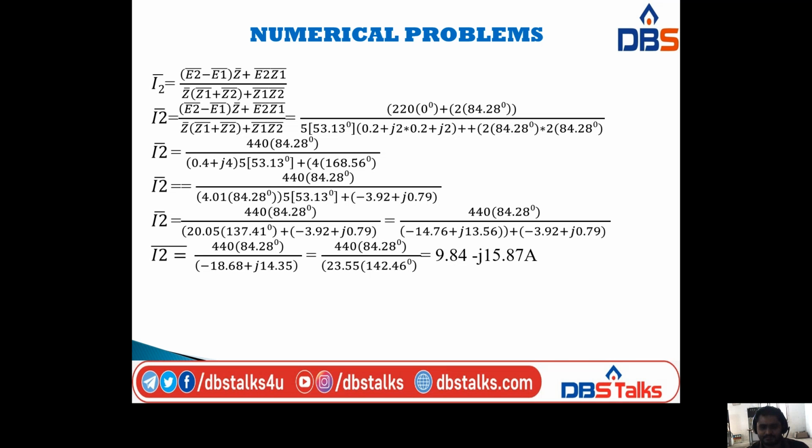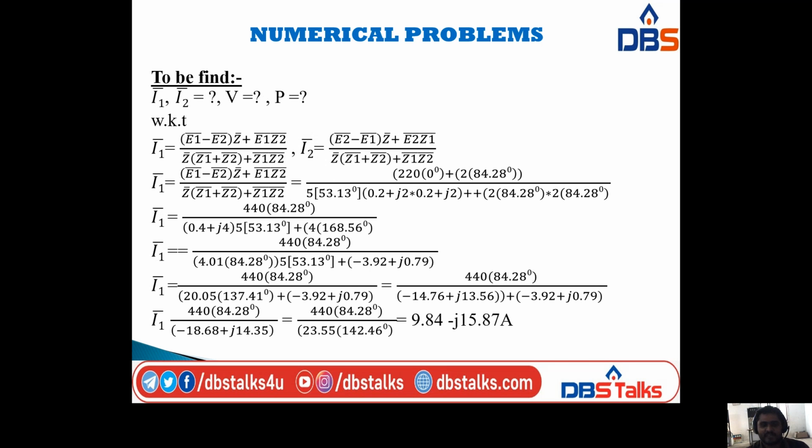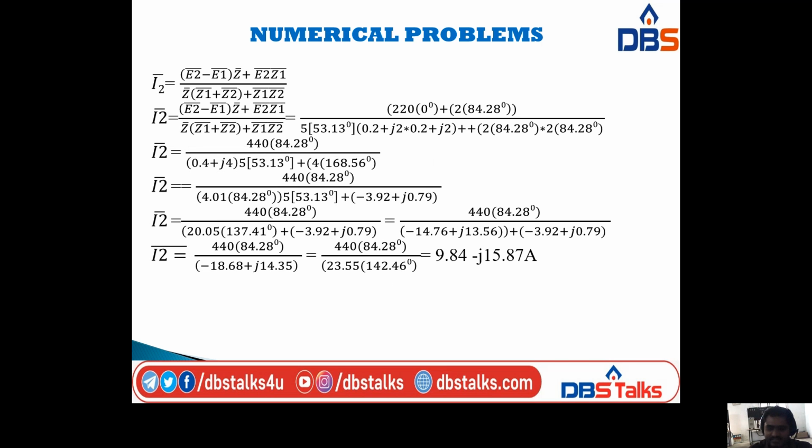And finally we have the I2 value, that is 9.84 minus J15.87 amperes. Same value for I1. Why? Because here the Z1, Z2 values are the same, even the E2 value is the same, the Z value is the same. That's why we have the same current values in both.